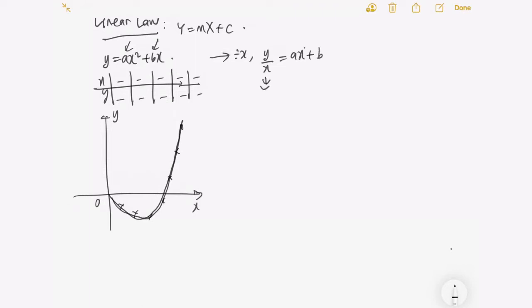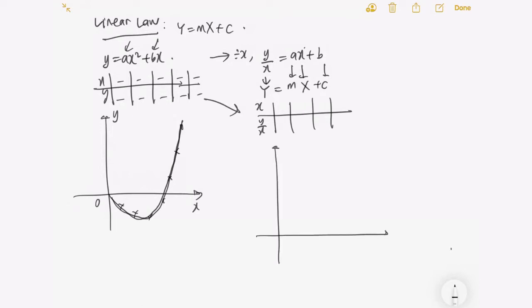So we treat this like a big Y. This will be a gradient, this will be an x, this will be a c. So instead of plotting y versus x, I plot y over x versus x. I take the table values here, recalculate the value of y over x, and then draw y over x on my y-axis and x on my x-axis, and plot the points. I'll get a straight line.